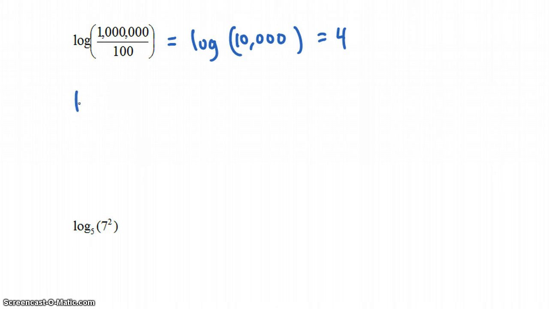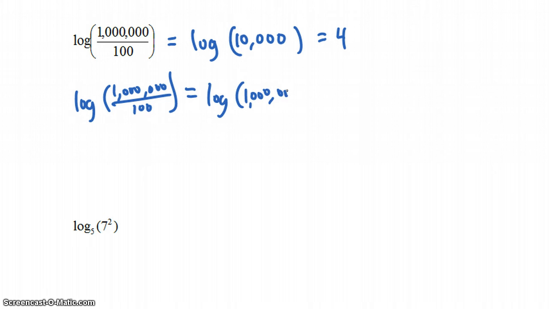Okay, another way to do this, though, would be to do log of 1,000,000 over 100 is the same thing as log of 1,000,000 minus log of 100. Now, why minus? Because we are doing a division here. We're using the quotient property. Okay, so one way to do it would be we could simplify this ahead of time. We get 4 as our answer. Another way is to use the quotient property.